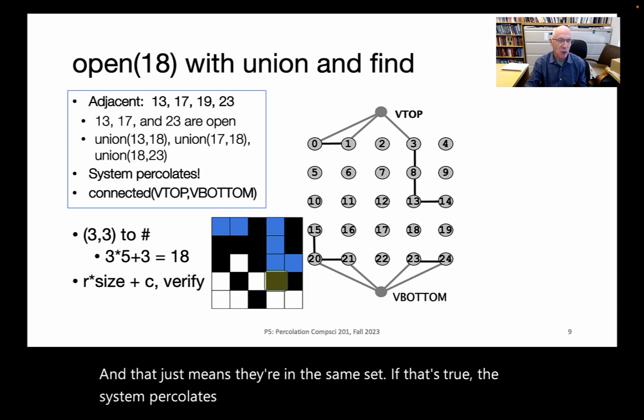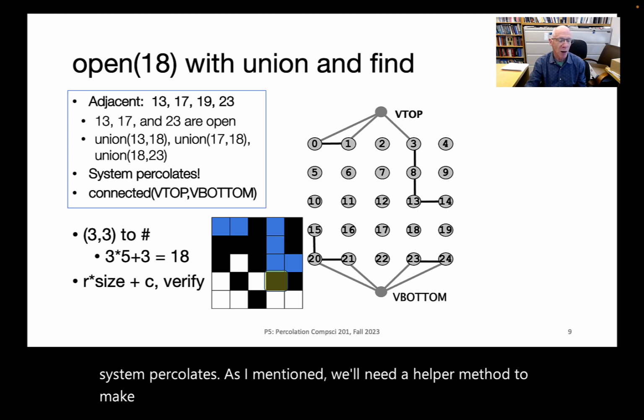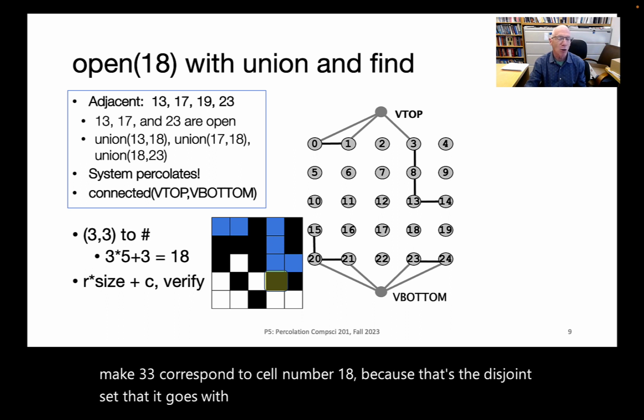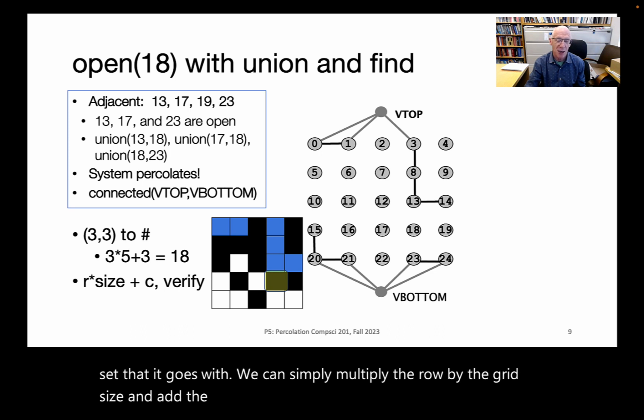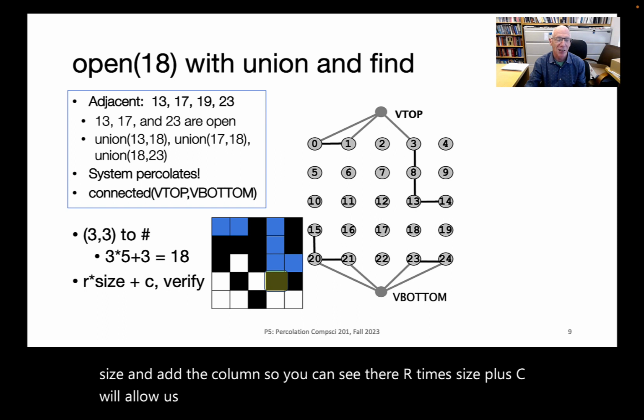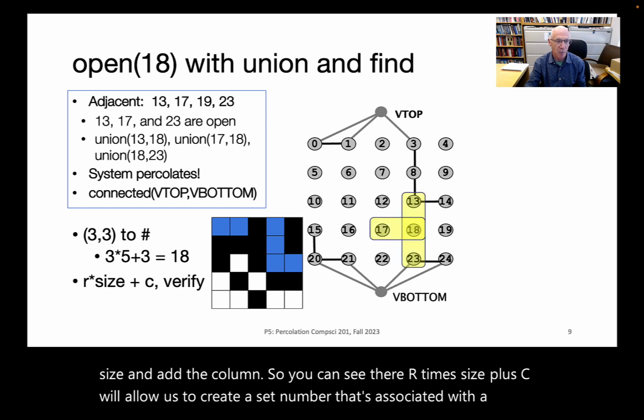As I mentioned, we'll need a helper method to make 3, 3 correspond to cell number 18 because that's the disjoint set that it goes with. We can simply multiply the row by the grid size and add the column. So you can see there, R times size plus C will allow us to create a set number that's associated with a grid cell.